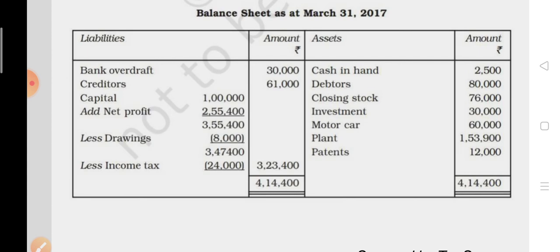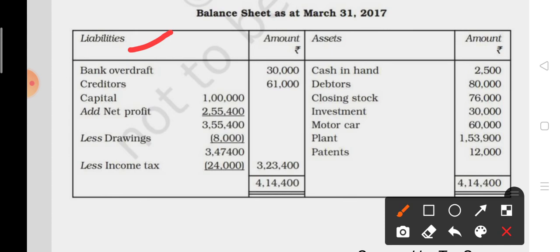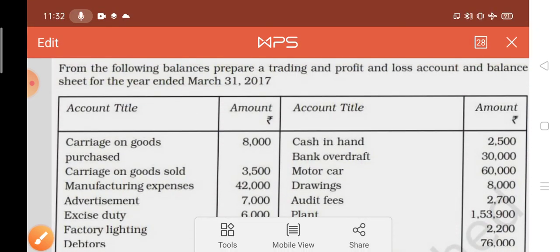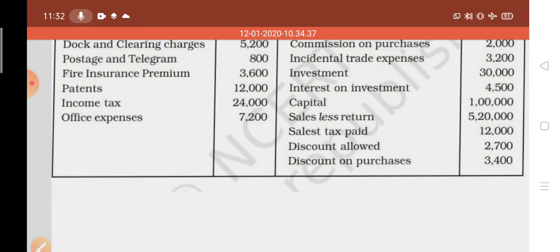Okay, so in the balance sheet, I already told you the first side belongs to liabilities and the second side belongs to assets. So first of all you write down capital, and the capital amount is given in the question. To capital you have to add the net profit, and here drawing is also given, so drawing you have to subtract. Now one more thing, in this question income tax is also given. You can check the question, illustration number 8. You can open it in your book.